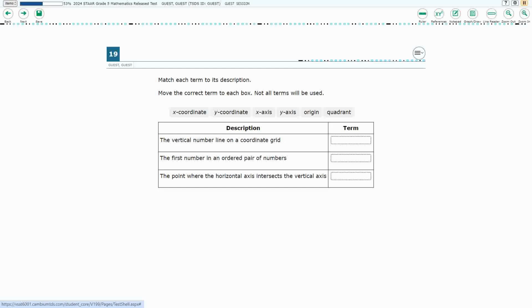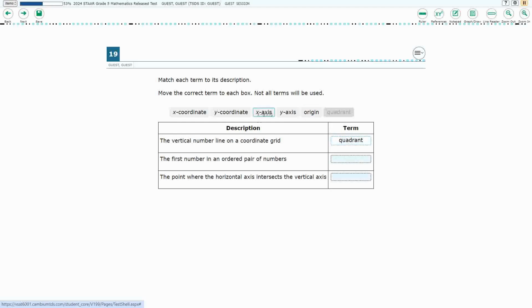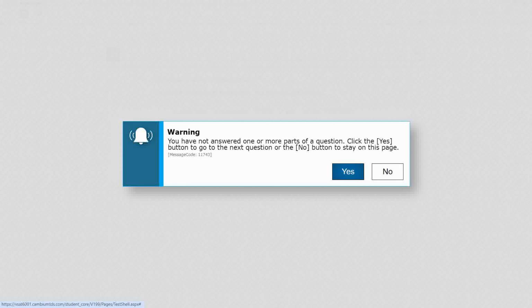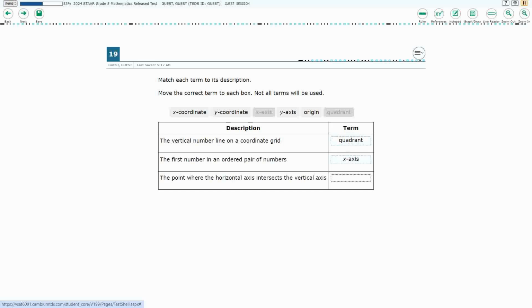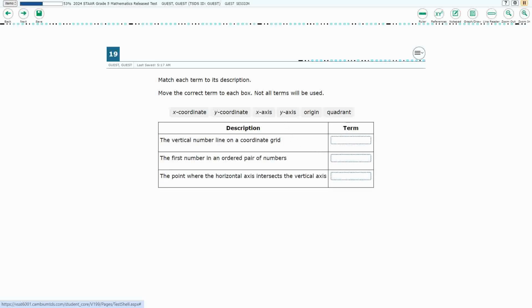All right, so we have a drag and drop. That means that we've got these three blanks, and you notice that each of these can only be used once, and you need to answer all three. And if I just try to select two, it is going to give me a warning saying you have not answered everything. So let's go ahead and see how we can answer this question.